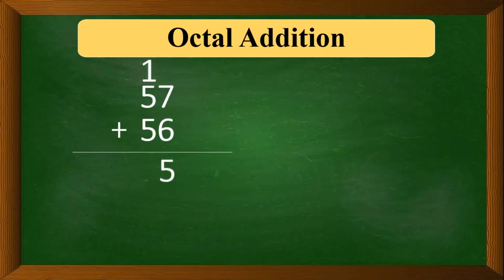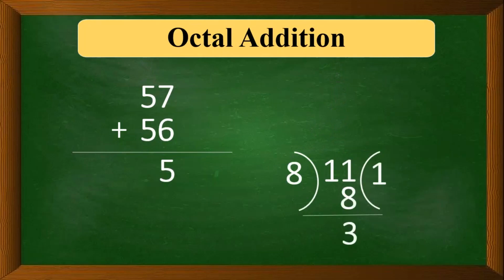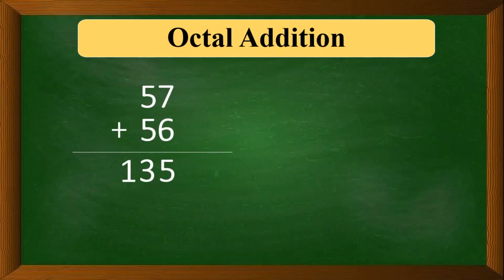In the next stage, 1 plus 5 plus 5 is equal to 11. So that will be divided by base 8. After division, remainder 3 will be placed on the result and quotient 1 will also be placed there. So the result is 135.